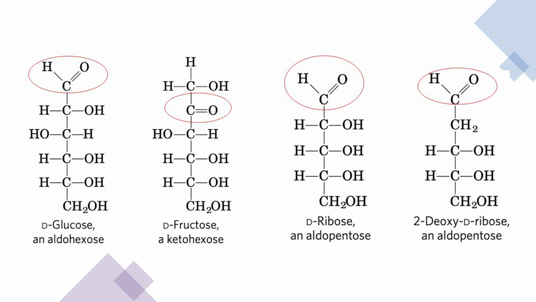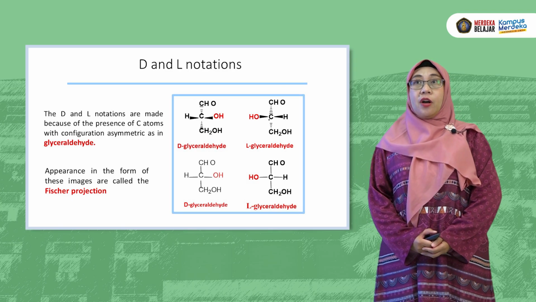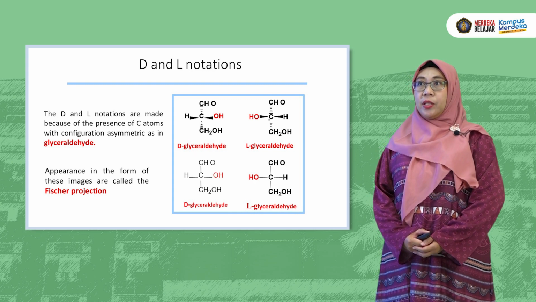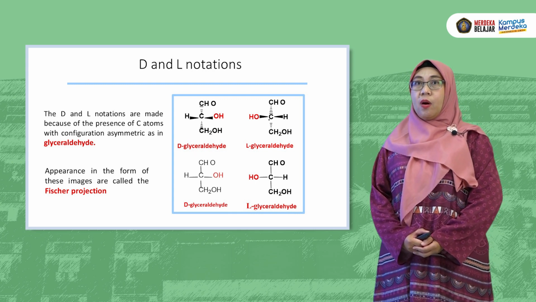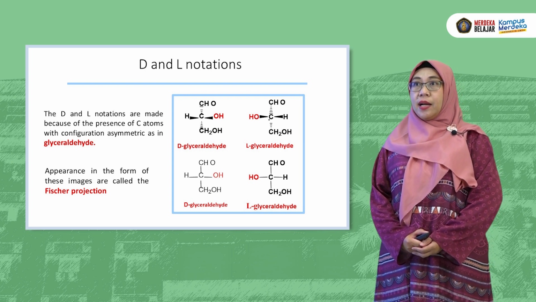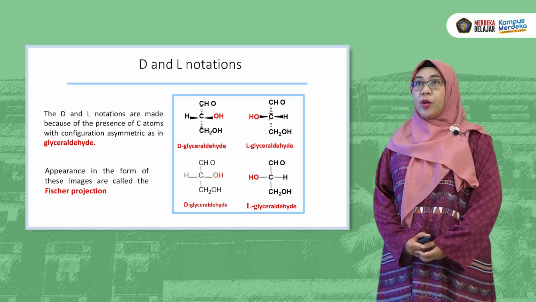Combining with the functional groups that they have, which are aldehyde or ketone, the sugar can be named: D-glucose is an aldohexose, D-ribose and 2-deoxy-D-ribose are aldopentoses, and D-fructose is a ketohexose. Each of the carbon atoms in sugar that has both hydrogen and hydroxyl group will be a chiral center or asymmetric center. And the convention for drawing linear monosaccharides is to use the Fischer projection.